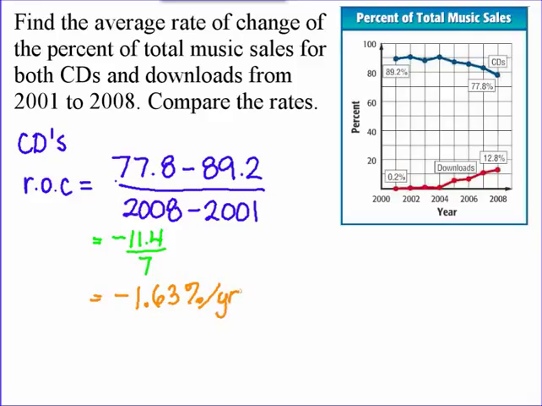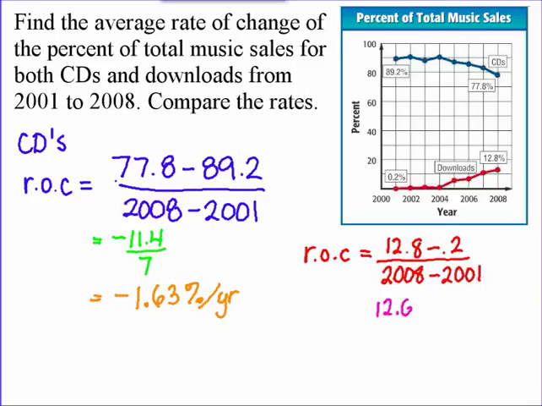Okay, so let's find the rate of change with the downloads. What am I going to take? Yep, 12.8 minus 0.2, and then I'm going to divide by 2008 minus 2001. Okay, so 12.8 minus 0.2 is 12.6 divided by 7. And so that comes out to be what? 1.8% per year.